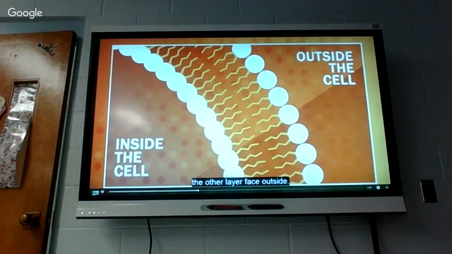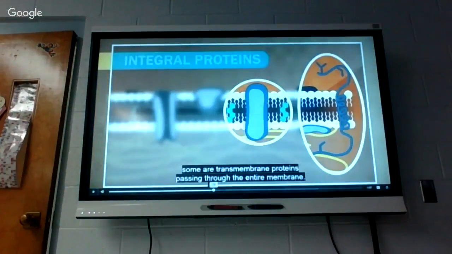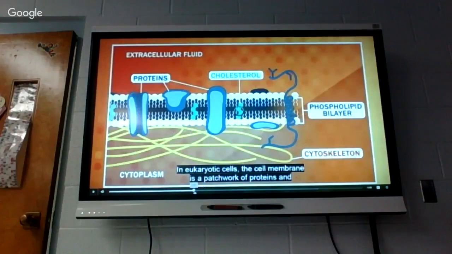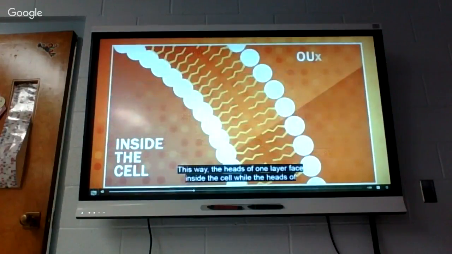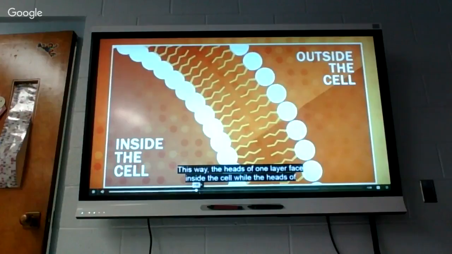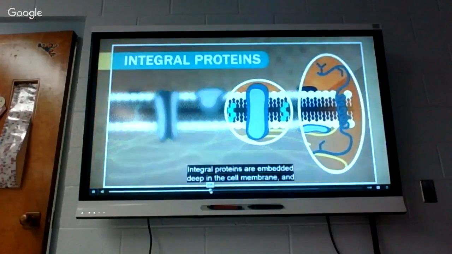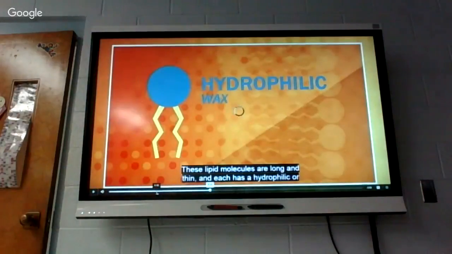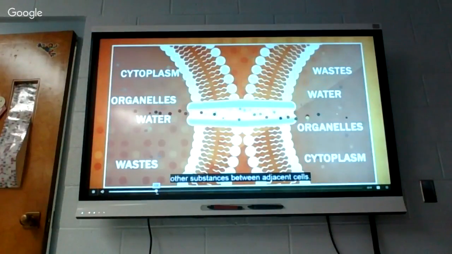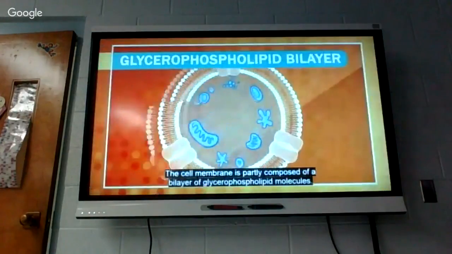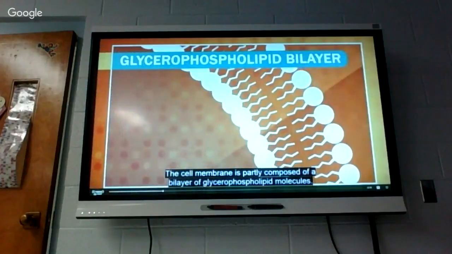Now the next one was in the diagram, number 2, when you started seeing this thing, stuff started. What do you notice about the cell membrane? While the heads of the other layer face outside. Molecules. Integral proteins are embedded. What's all this stuff going in and out? Between adjacent cells. The cell membrane is partly composed of a bilayer of glycerol.